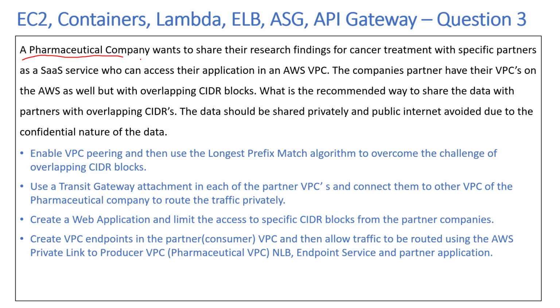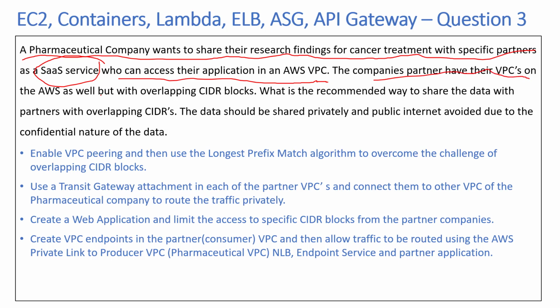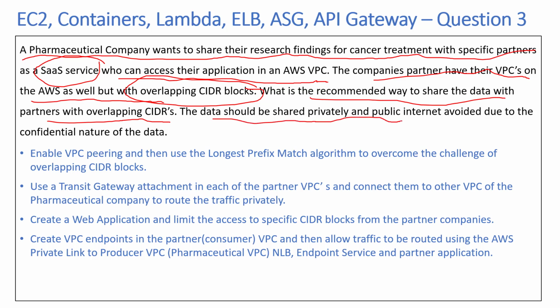A pharmaceutical company wants to share their research findings for cancer treatment with specific partners as a SaaS service who can access their application on the AWS VPC. The company's partner have their VPC on the AWS as well, but with an overlapping CIDR blocks. What is the recommended way to share the data with partners with overlapping CIDR blocks? The data should be privately, and public internet should be avoided due to confidential nature of the data.